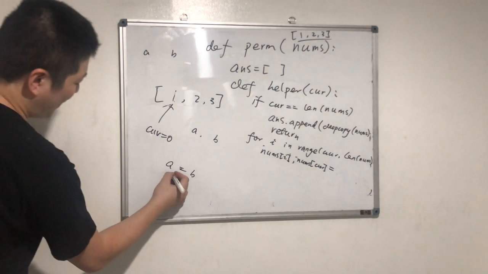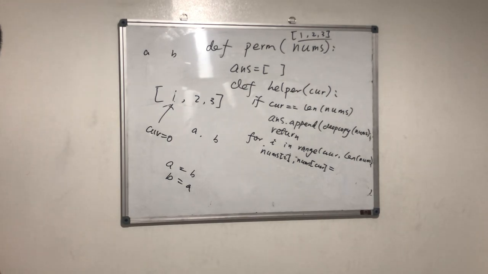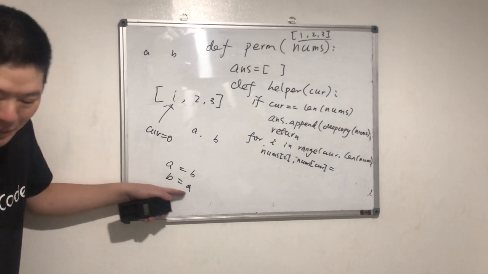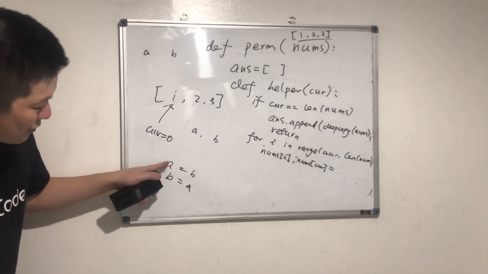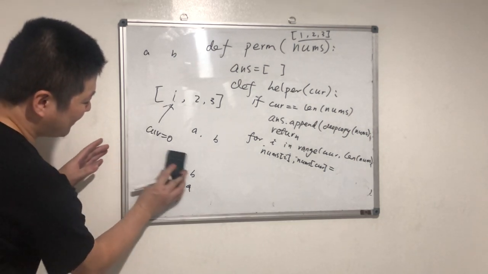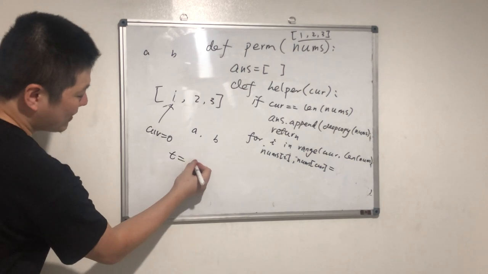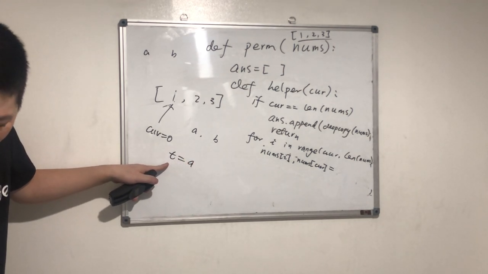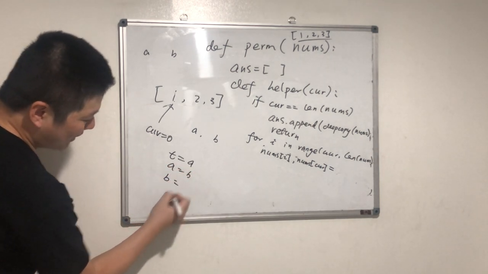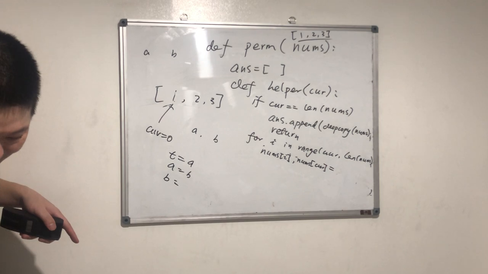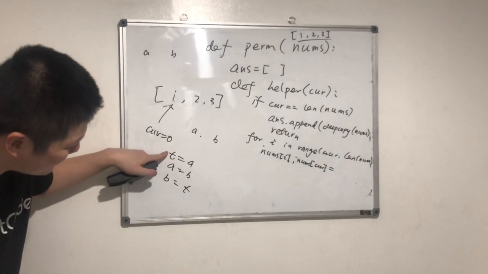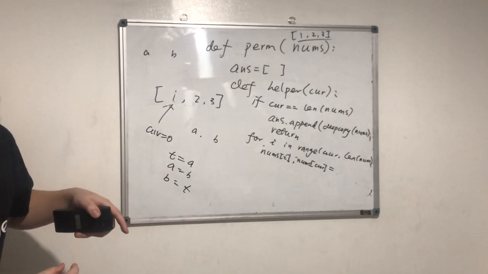No, that wouldn't work, but that's a good try. Why is that? A equals B, so A and B both equal B. And then B equals A, both still equal B, because A already equals B. So how do you fix this? You can have a variable. T equals A, I save the value in T. And then A equals B, and then B equals T, because T is the original value of A. So that's the swap.